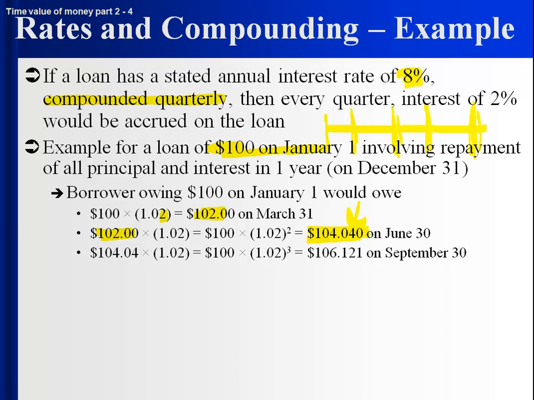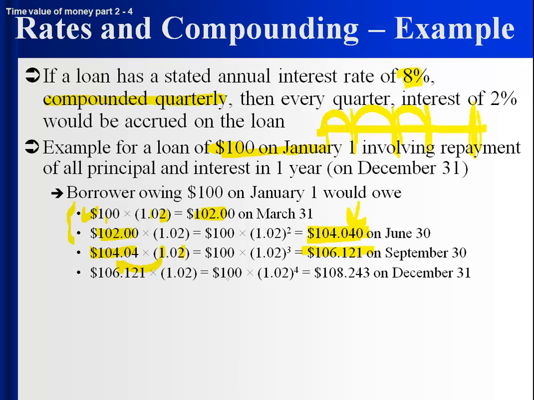3 months later, September 30th, we owed 104.04 back on June 30th. Now we're going to owe 2% more plus the amount we started with. We're at $106.12. And notice it's 100 times 1.02 times 1.02 times 1.02. 102 is 100 times 1.02, 104 is 100 times 1.02 times 1.02, and so we can express it that way.